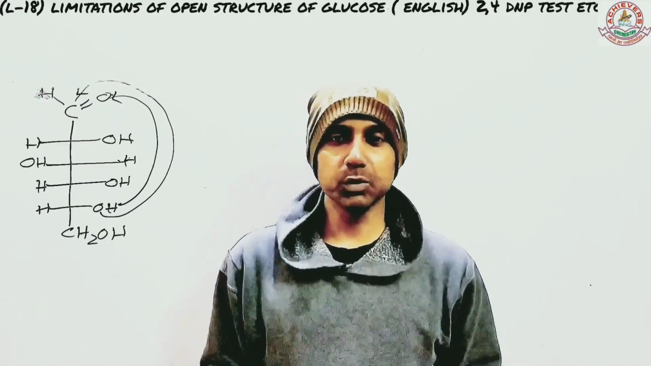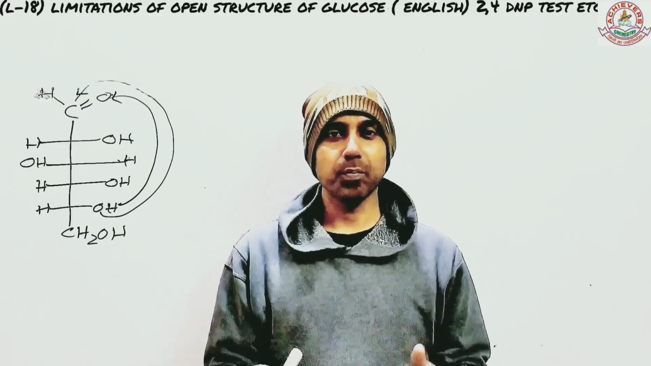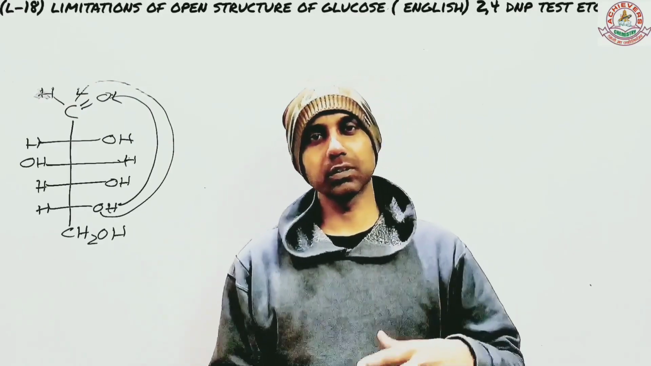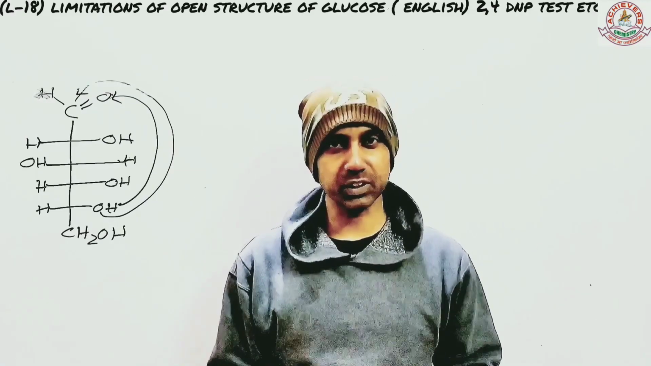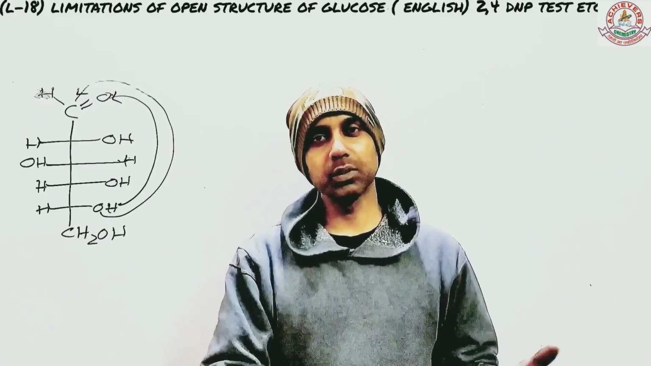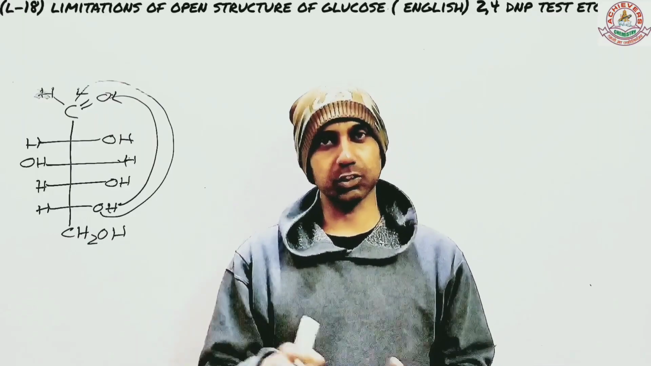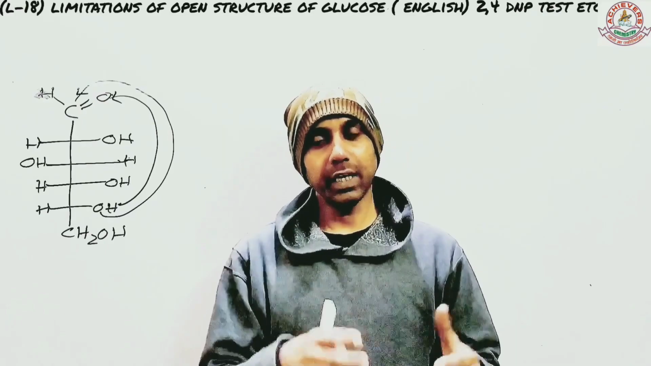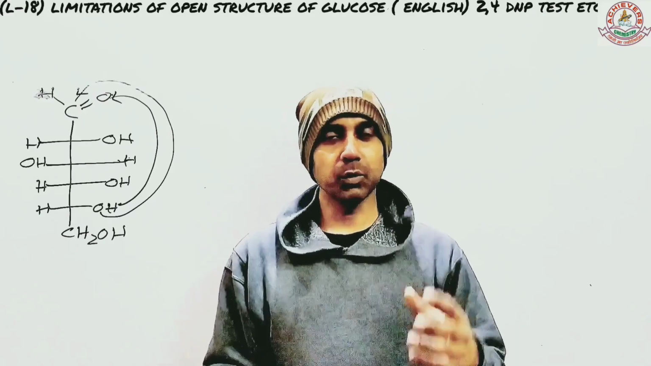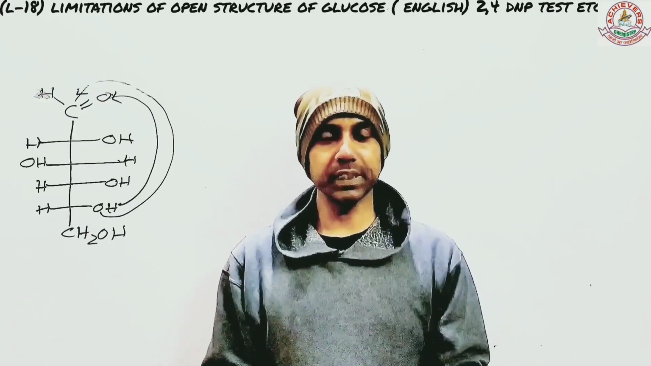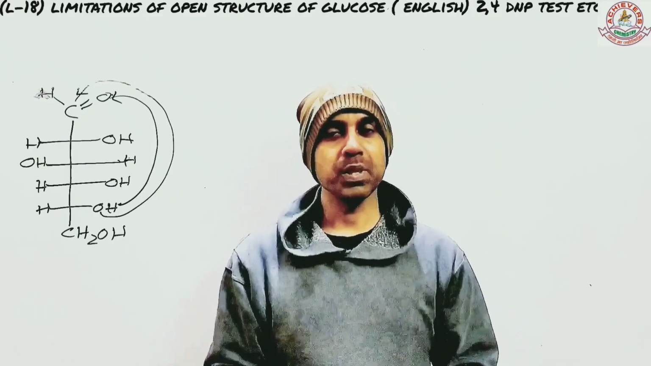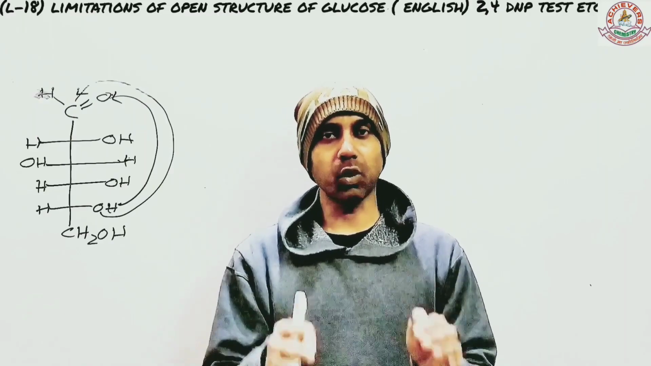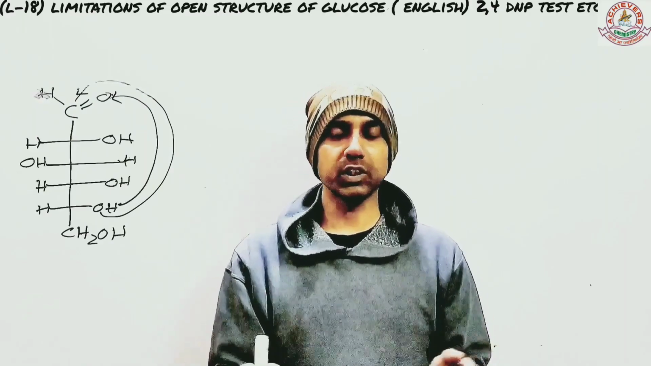And this time, I'm talking about the limitation of the open structure of glucose. Why? Because we did initially that open structure of glucose, but then we came to the hemiacetal cyclic structure of glucose. Now the question is why we needed that hemiacetal cyclic structure, because there are so many limitations associated with the open structure. So basically the topic right now is the limitation or failure of the open structure of glucose.